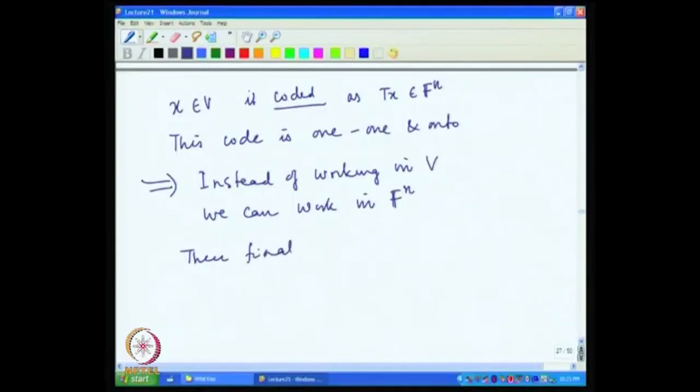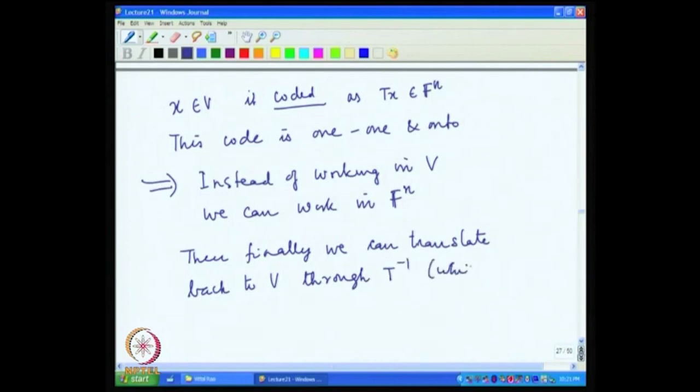Why can we translate back to that language? This is because T is 1 1 and onto. So, it will automatically have an inverse map, and that inverse map will carry the decryption part of it. It will carry the coded Tx to the original x, and therefore, then finally, we can translate back to V through T inverse, which exists since T is 1 1 and onto.